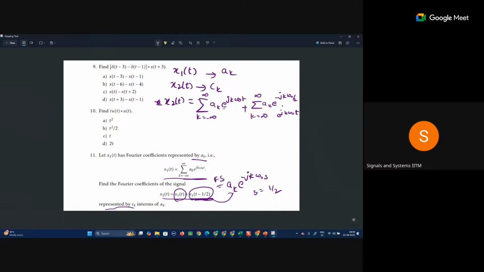So we can take the common term out, so this is common in this. We can write it as sigma k equals minus infinity to infinity of (a_k plus a_k into e^(minus jk omega naught by 2)) into e^(jk omega naught t). So the x2 Fourier coefficient will be a_k plus a_k times e^(minus jk omega naught by 2). This will be the option.